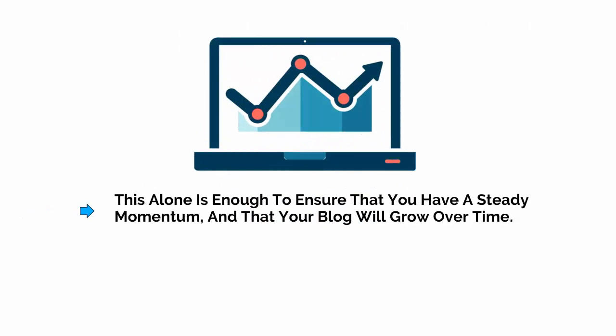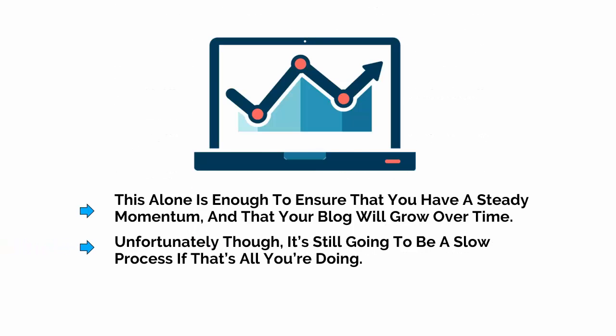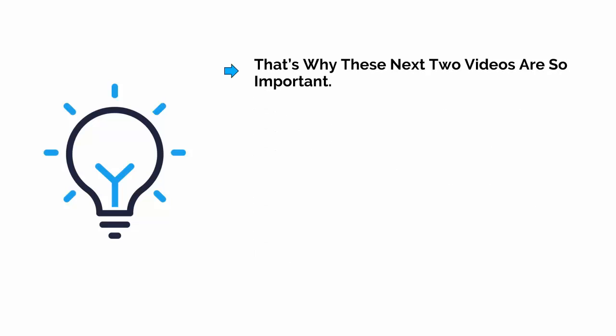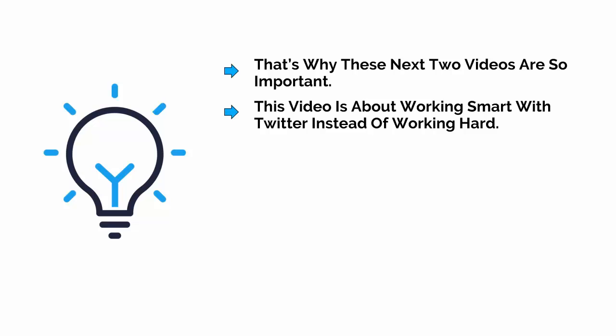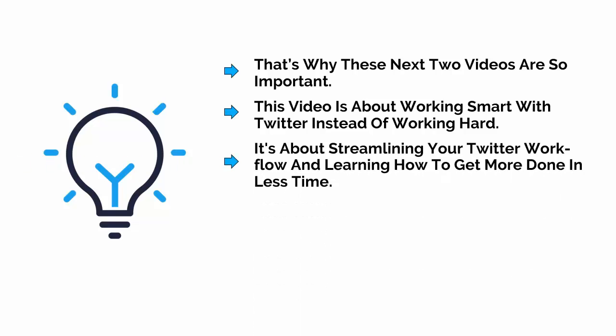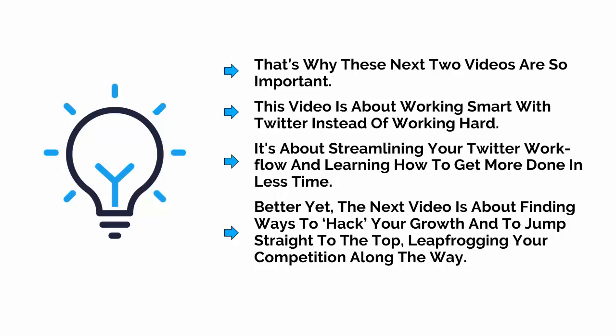This alone is enough to ensure that you have a steady momentum and that your blog will grow over time. Unfortunately though, it's still going to be a slow process if that's all you're doing, and it still involves a lot of work. That's why these next two videos are so important. This video is about working smart with Twitter instead of working hard. It's about streamlining your Twitter workflow, and it's about learning how to get more done in less time. Better yet, the next video is about finding ways to hack your growth and to jump straight to the top, leapfrogging your competition along the way.